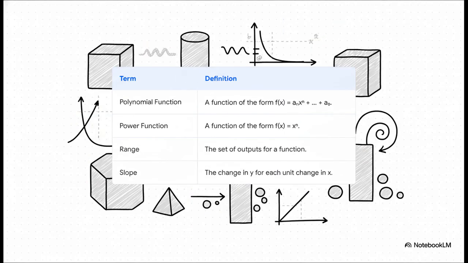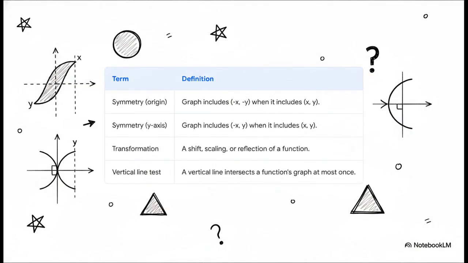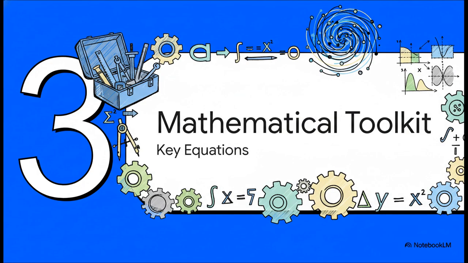And here we have even more essential building blocks. We're looking at different ways to write equations for lines, the definitions for polynomials and power functions, and that all-important concept of a function's range. Trust me, all of this is crucial for what's coming up. And here's our last batch of terms. This list covers concepts like symmetry, transformations, and the vertical line test. So, now that we've got the vocabulary down, let's look at the tools we can use to actually put these ideas into action. All right, time to open up the toolkit.